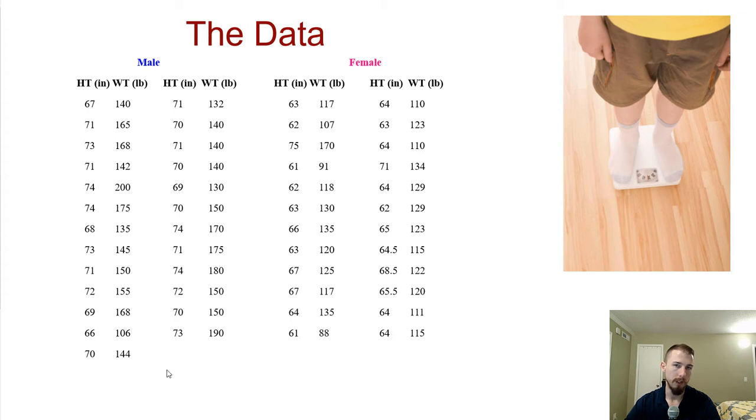The reason we separate these two is if we didn't, they would be a bimodal distribution. We want to create two separate models for males and for females because they're going to have different slopes and different y-intercepts and stuff like that. If we put it together, it just wouldn't work out as well.